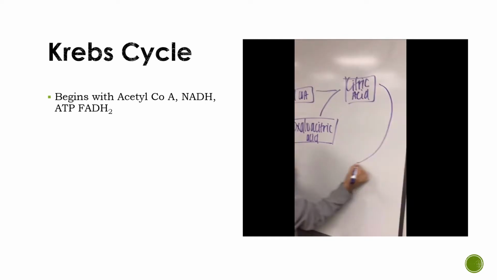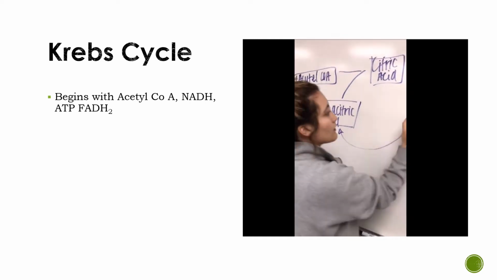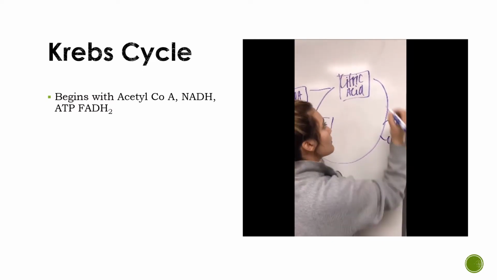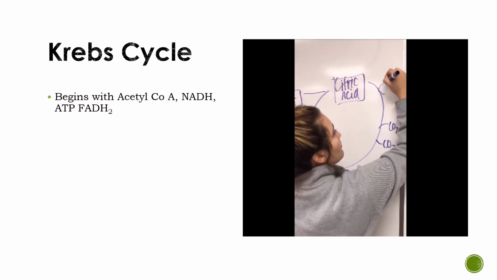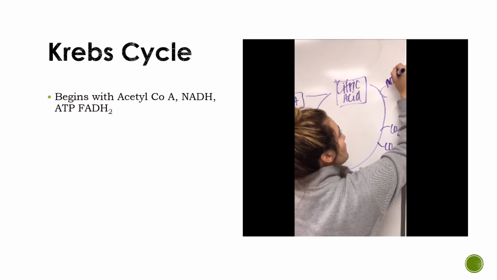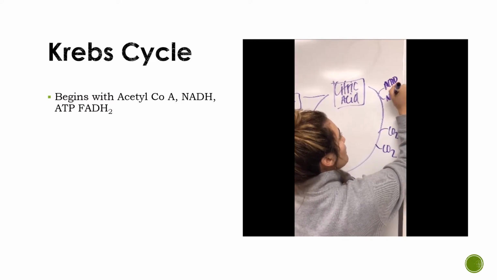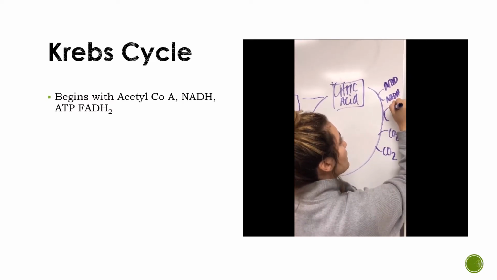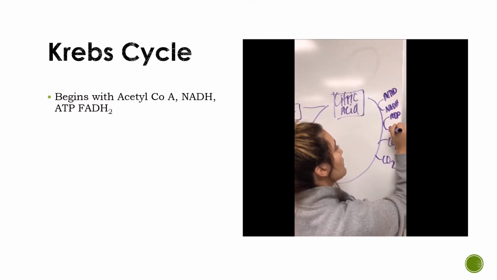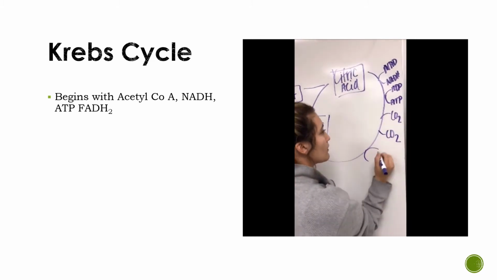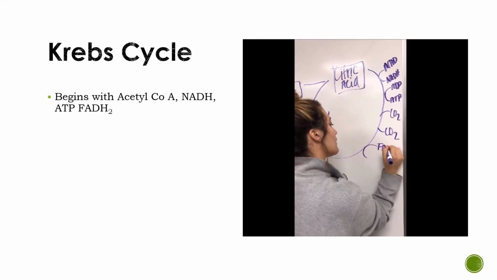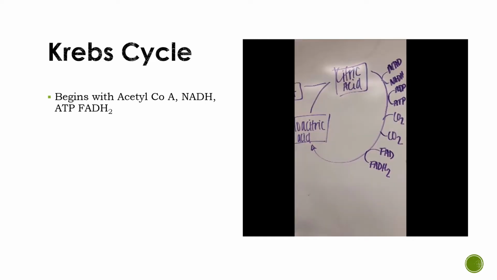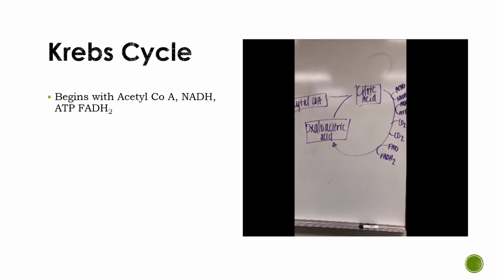Once citric acid is made, it is oxidized, making 3 carbon dioxides, but you go around the cycle twice and make 6 carbon dioxides. While the oxidation is happening from citric acid, NAD+ is formed into NADH, ADP is formed into ATP, and FAD is formed into FADH2.